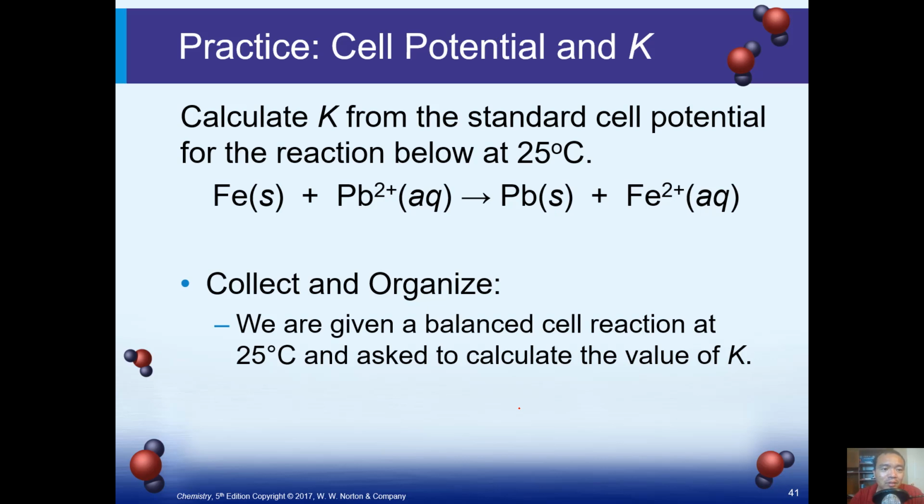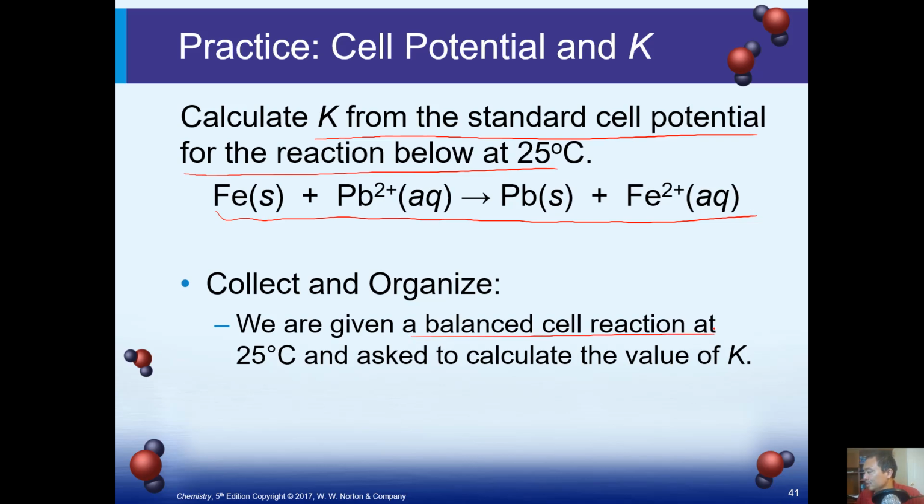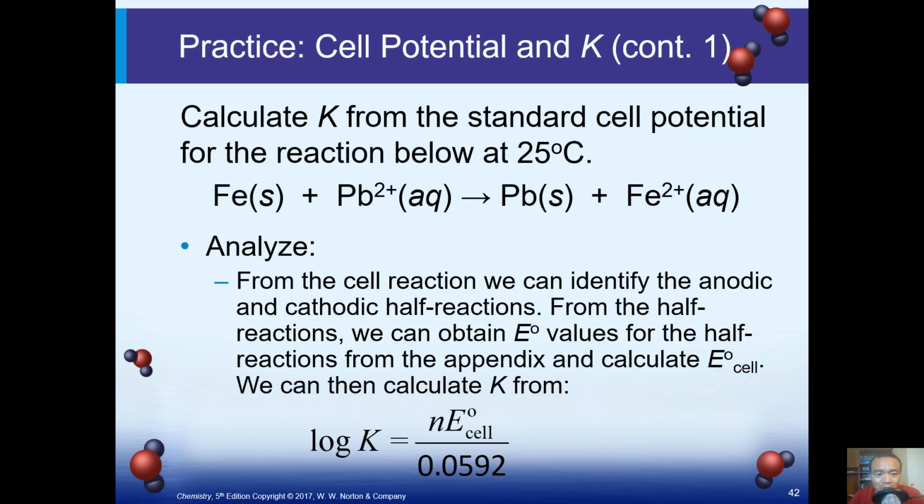Let's look at one example for the relationship between the cell potential and the equilibrium constant. Calculate the K from the standard cell potential for the reaction below. We are given the reaction. So when we are given a balanced reaction at a certain temperature and asked to calculate the value of K, from the cell reaction, we can identify the anode and cathode half reactions. From the half reactions, we can obtain the E cell under standard conditions. So according to this equation listed over here, we can calculate the K.